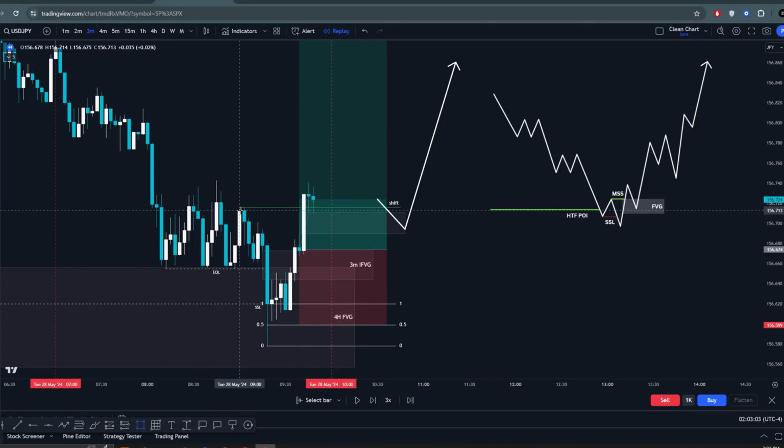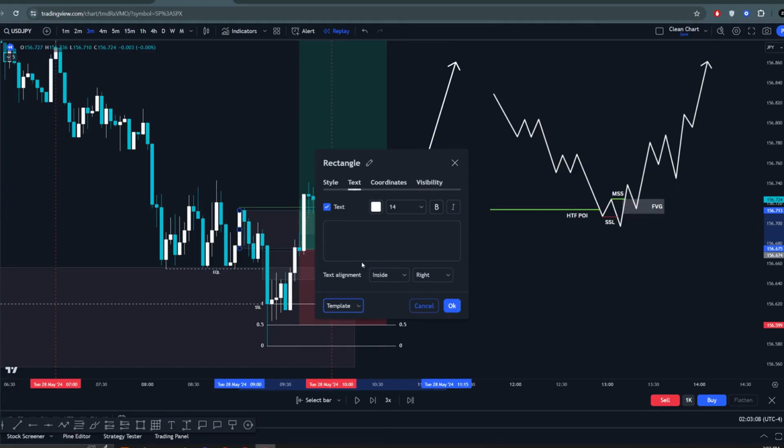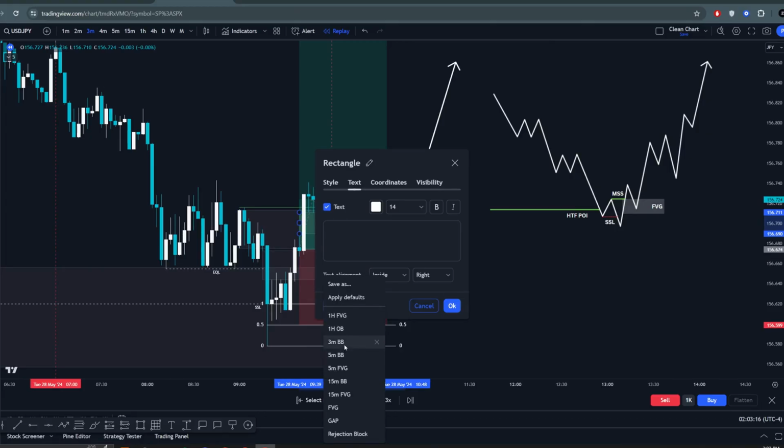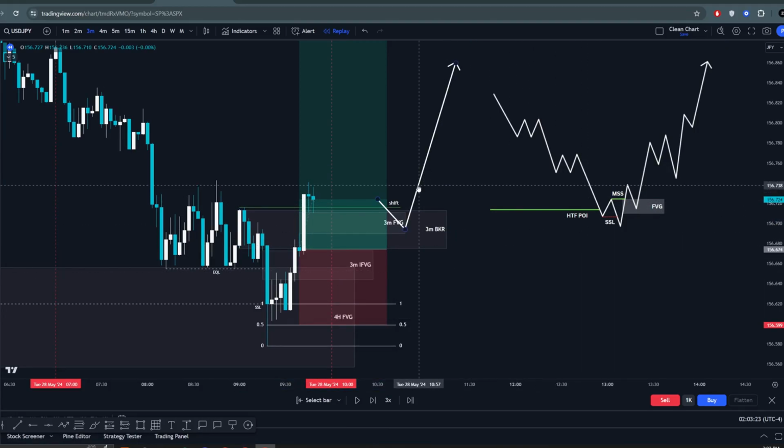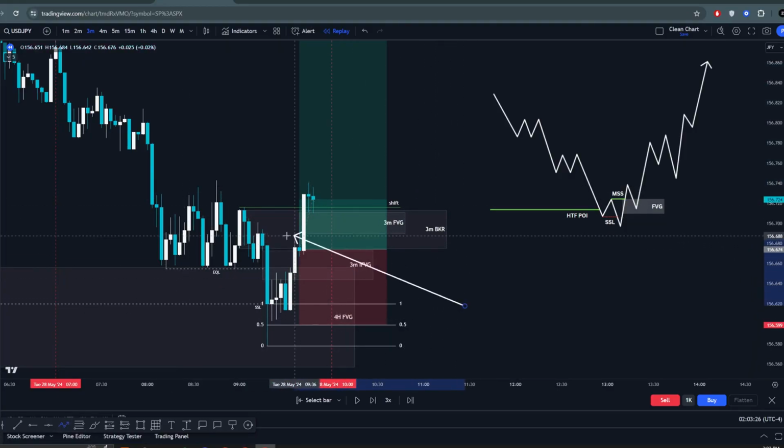Also, we have here a breaker block. This is a 5-minute breaker block. As we can see, we have here an overlapping PD array. We have here, by the way, this is a 3-minute breaker block, and we have here a 3-minute fair value gap. Breaker block plus fair value gap, which means this is a high probability setup, right? We have here a reaction, and the price now should continue moving higher.